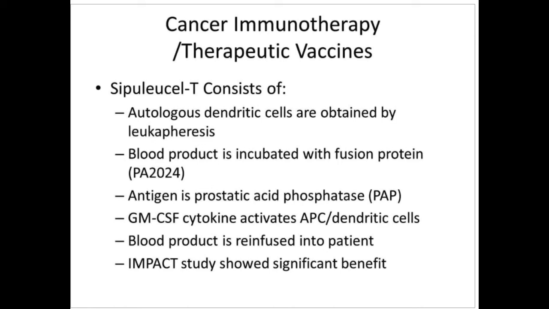And you also provide GM-CSF cytokine, which activates APCs and dendritic cells and increases the potency of the inflammatory reaction. The blood product is reinfused into the patient, and the IMPACT study, which was a major study, showed significant benefit for the treatment of prostate cancer. So just pointing out that T cells, cytokines, and B cells can all contribute.